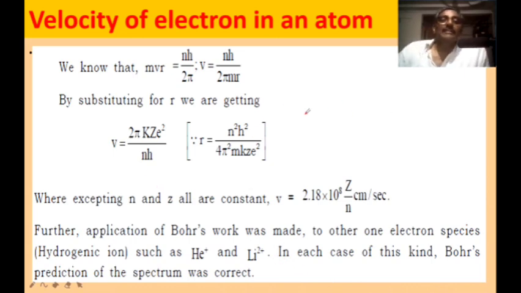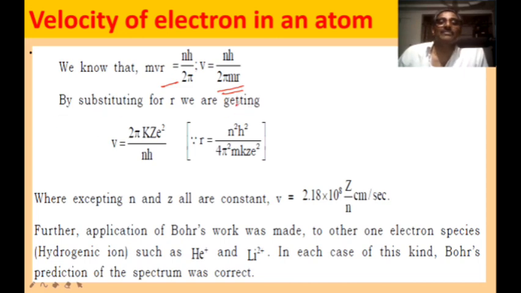We know that angular momentum mvr is equal to n into h by 2 pi. Angular momentum is an integral multiple of h by 2 pi, according to one of the postulates of Niels Bohr. If v is written as the subject here, the value of v will be n into h by 2 pi mr. This equation is changed into this form: v is equal to nh by 2 pi mr.